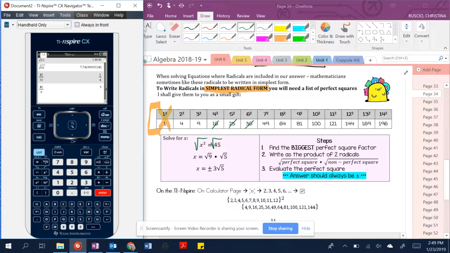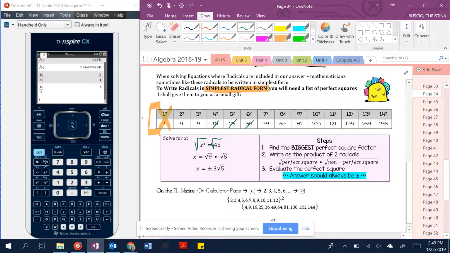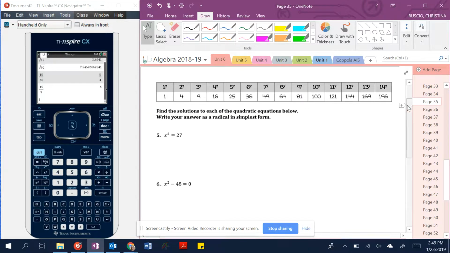So 9 times 5 is 45. 9 is always a perfect square. This is a big deal. And the square root of 9 is 3 because when you take the square root, you put a plus or minus, which is right there. So you need to make sure it's there. All right, let's do a couple examples on our own.